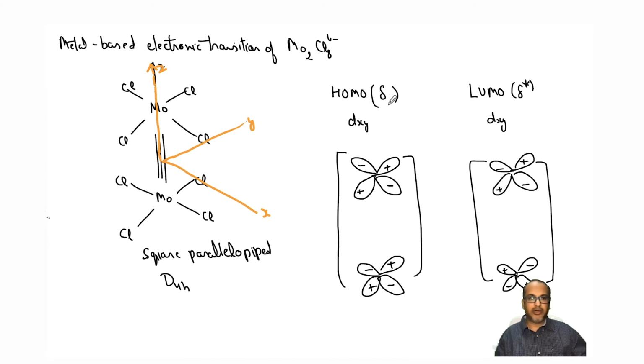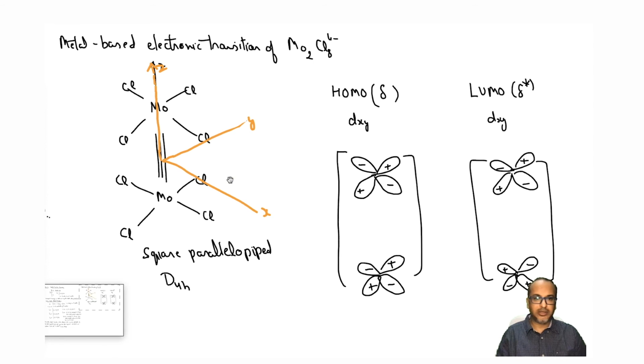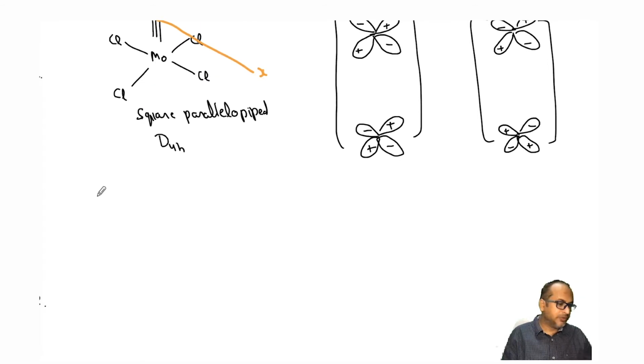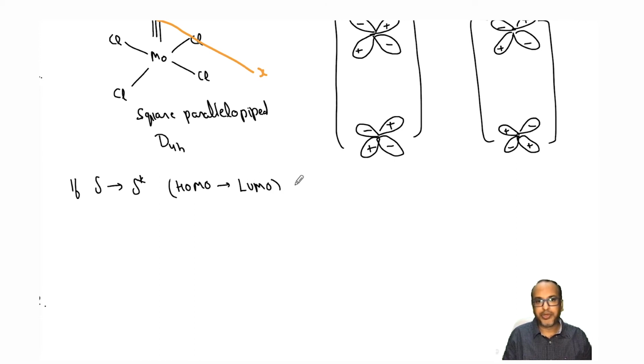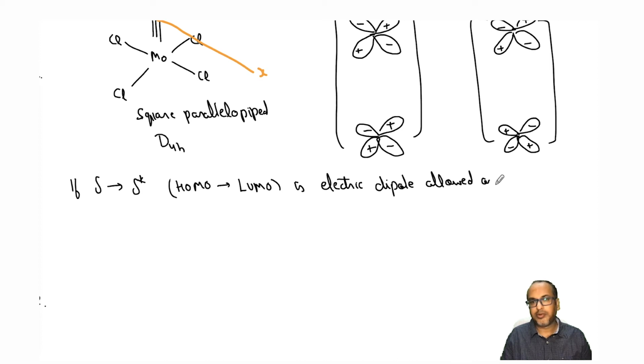Now I will write down the question which this is asking. We need to see whether the delta to delta star transition, that is the HOMO to LUMO transition, is electric dipole allowed or not. This is the question they are asking.